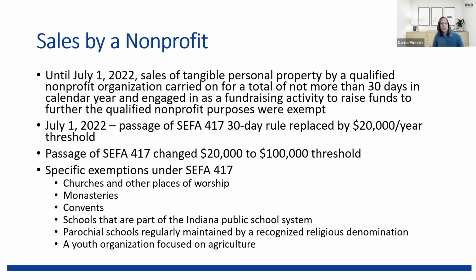They also changed it to say that there are some specific exemptions. So if you are a church, a monastery, a convent, schools, public schools or private schools, or a youth organization focused on agriculture, which is FFA, if you are one of those entities, the $100,000 doesn't apply to you. You never have to collect and remit sales tax. So that was a change there as well.